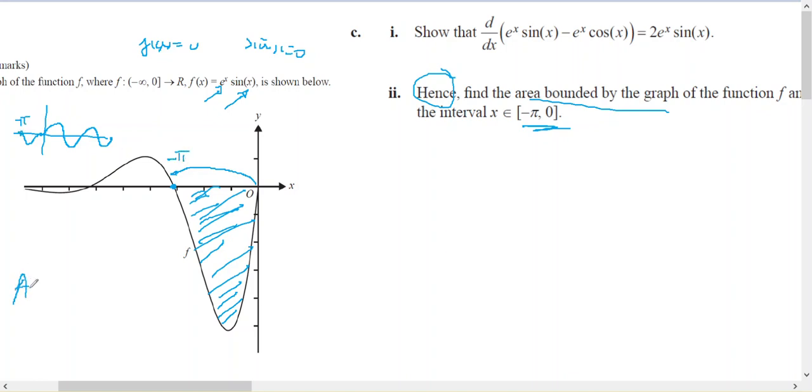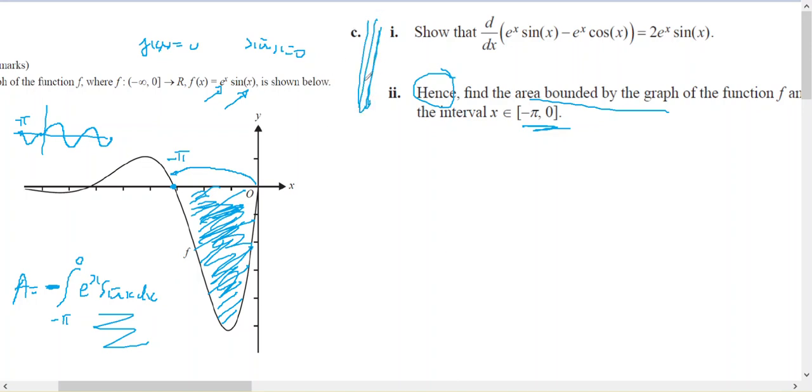So the area I'm looking for is the integral from negative pi to 0 of e to the x sine of x dx, but that definite integral will be a negative value, so I need to put a negative at the front to find the area. But I can't integrate that. We have a multiplication and x is in two different spots, which is why they're suggesting you use integration by recognition instead. So let's do that.